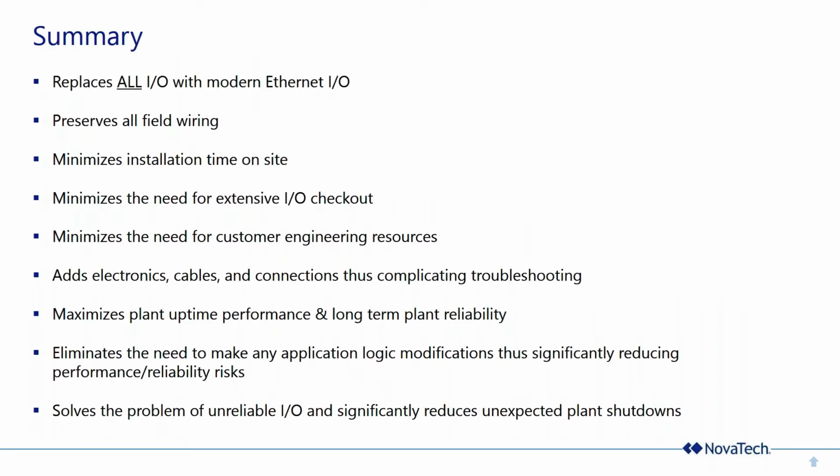Summary. Summary is very similar to the other one. This replaces all your Ethernet I/O. It preserves all the field wiring, including the wiring on the edge connector. So that results in minimizing the installation time because we don't have to do any point-to-point wiring. It also minimizes the need for I/O checkout because we haven't lifted any wires out of those. We're using the same edge connector.